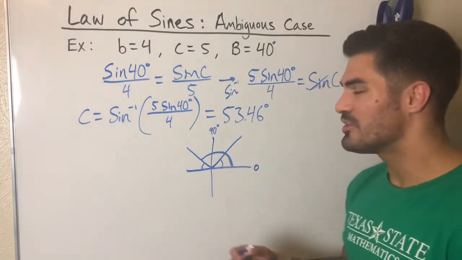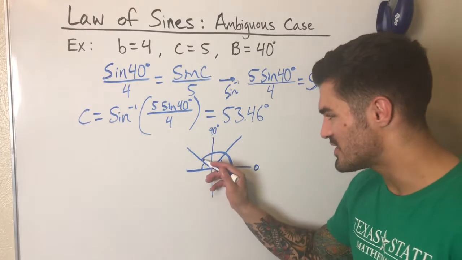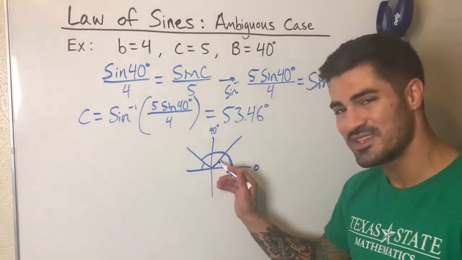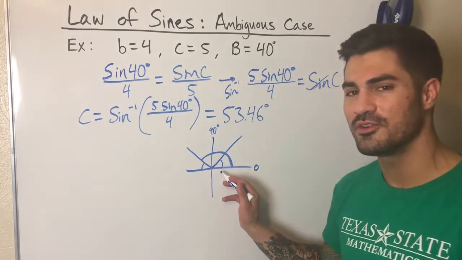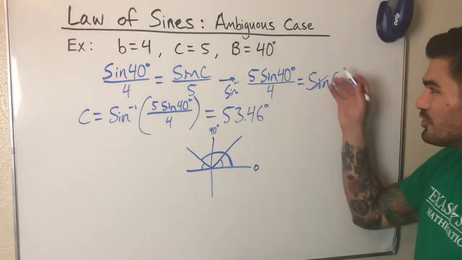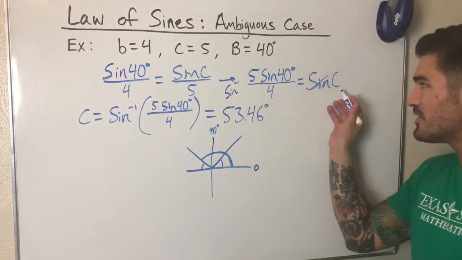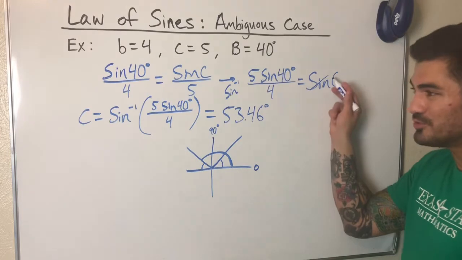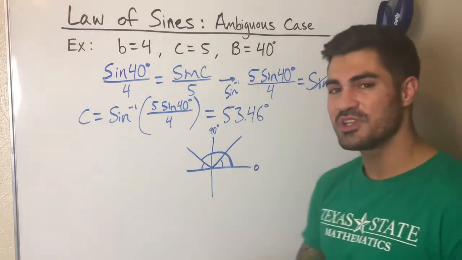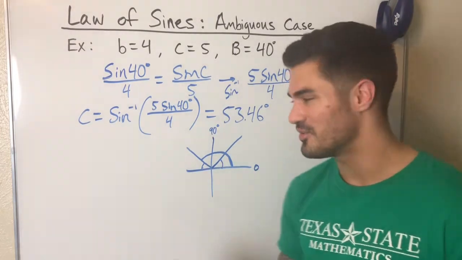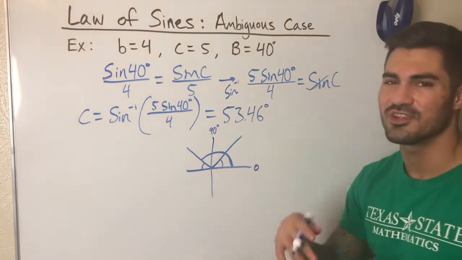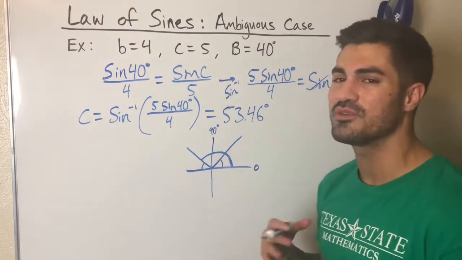So we find this angle, and the reason why we care about that angle is because the sine of this angle is the same thing as the sine of this angle, right? And since we're looking to find an angle C that makes this true, this could potentially be a second triangle. This could potentially be an angle C for a second triangle. So how do we find out if this works or if this doesn't?